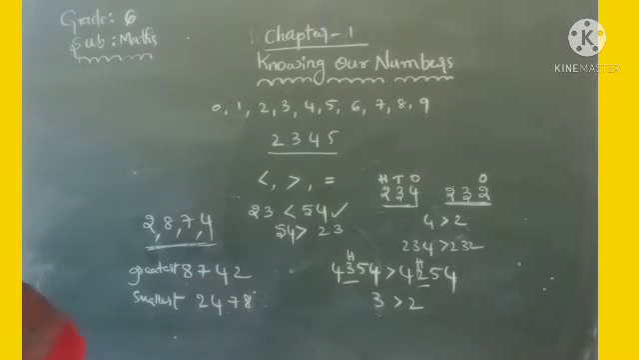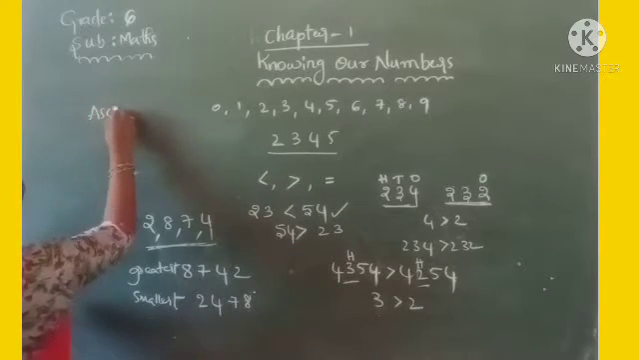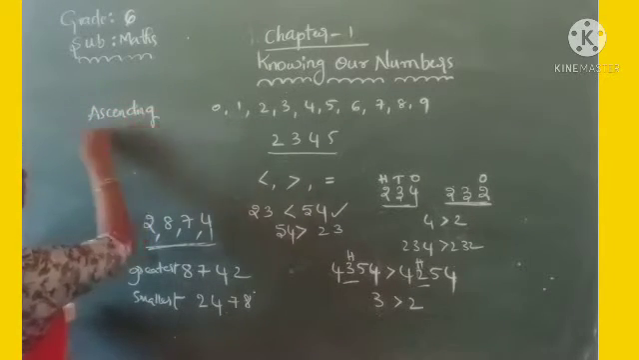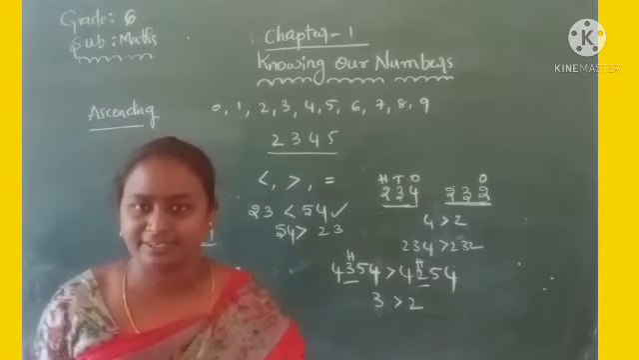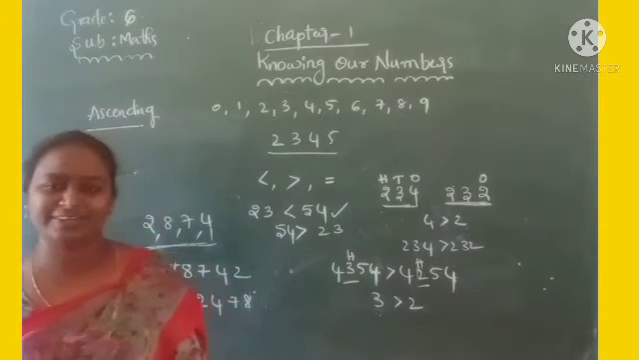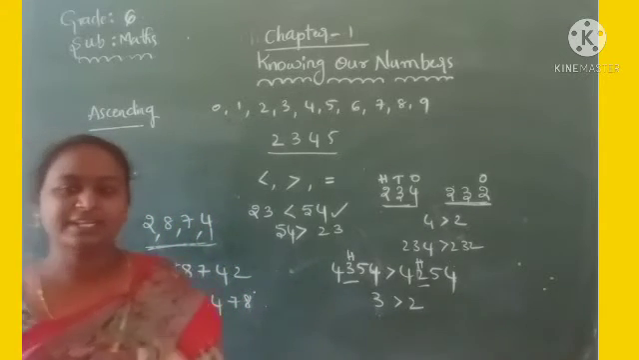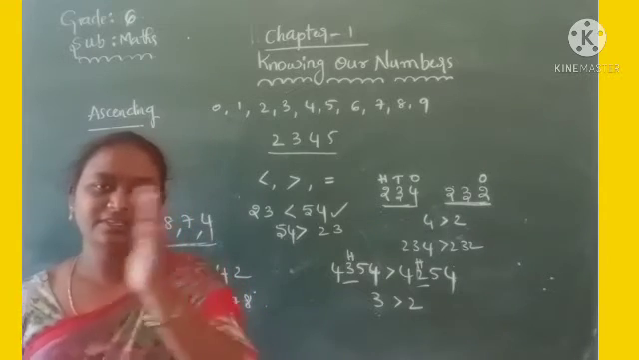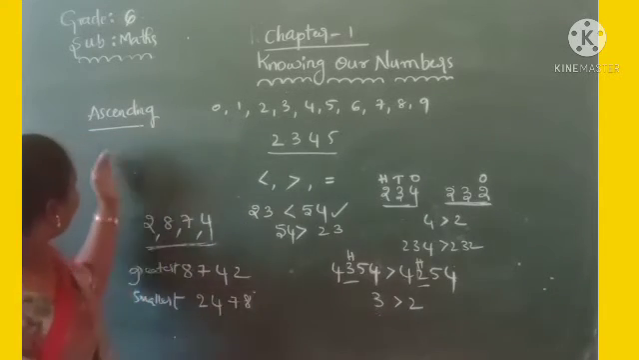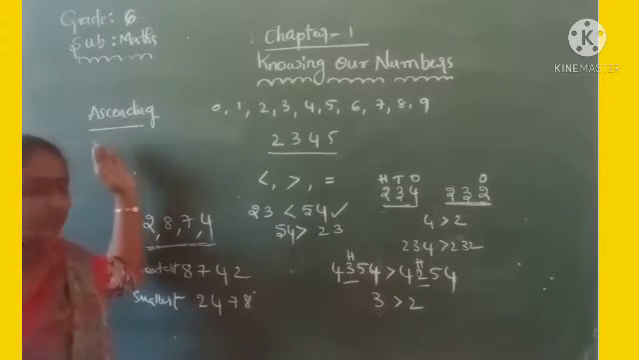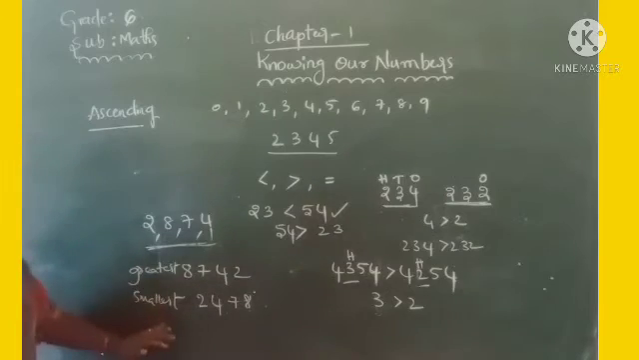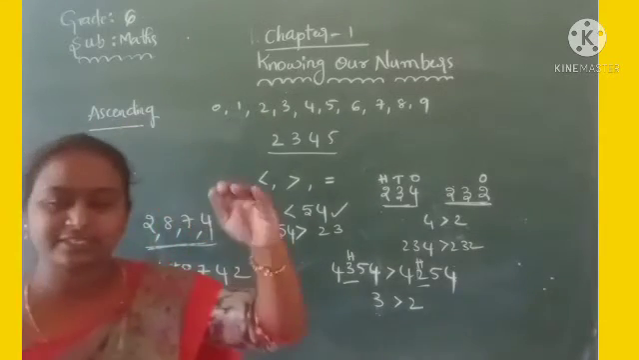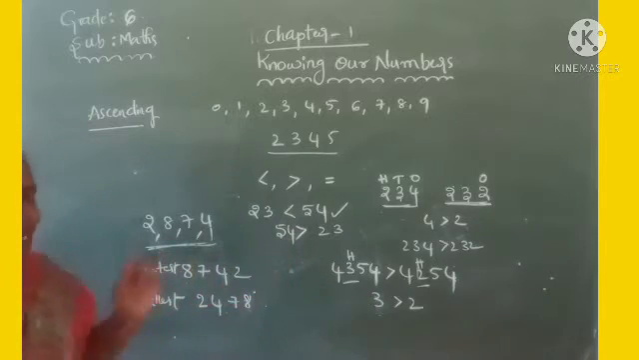Okay, not only that. One more topic, that is ascending order and descending order. First of all, tell me what is an ascending order. You know very well about that. Ascending order means smallest to greatest number, small to big. To write the numbers from smaller number to bigger numbers. What about the descending order? Descending order means greatest number to smallest number.